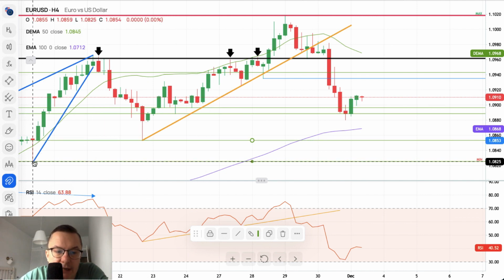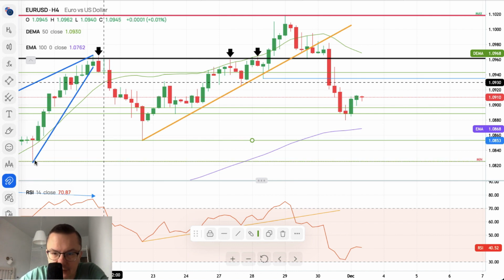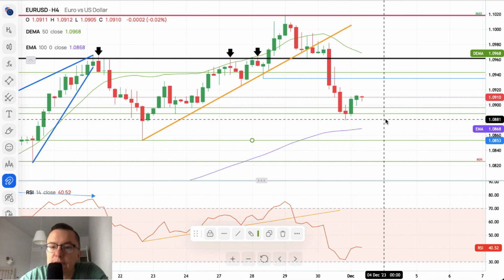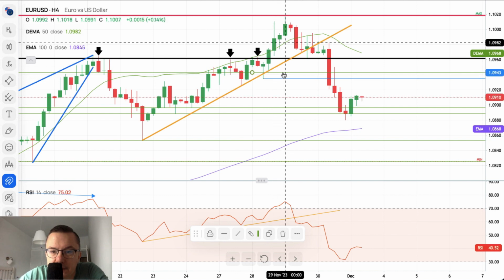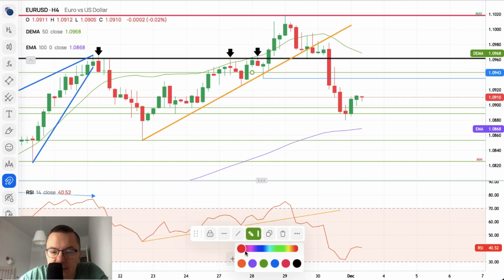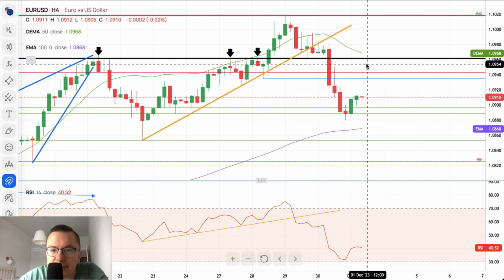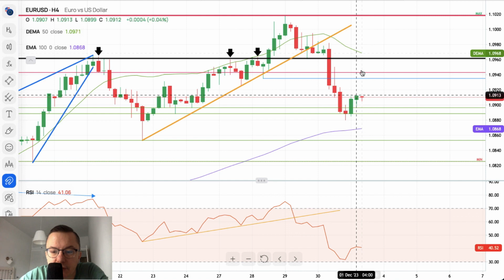Then eventually the last resort for the bulls, 1.0825. This is the technical support as well. Now, upside is limited with this intraday technical resistance, 1.0935, and this level here will now act as the resistance as well, 1.0943. So this is the situation on the euro.